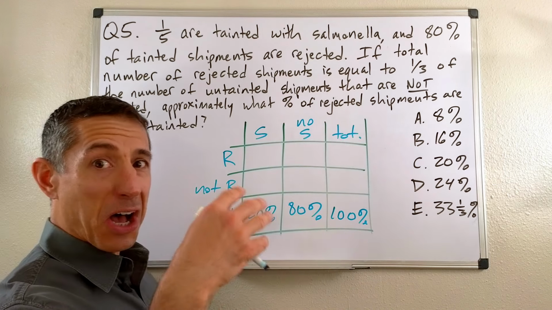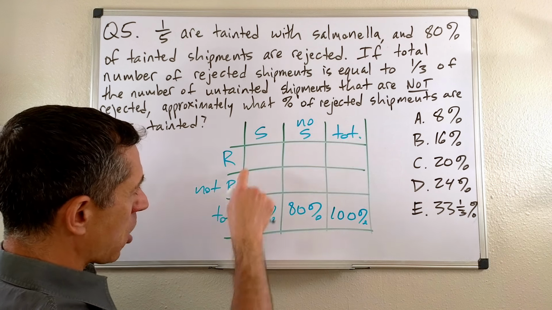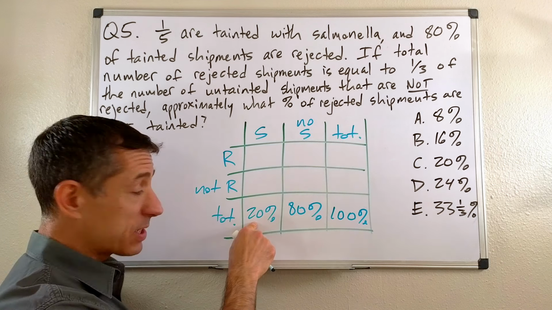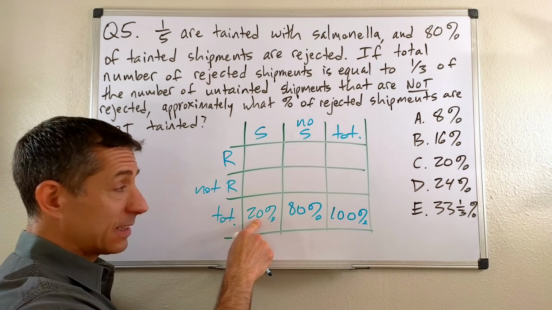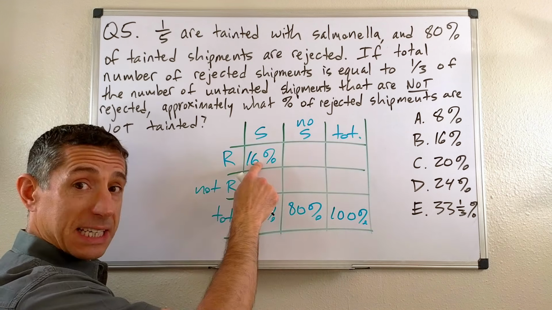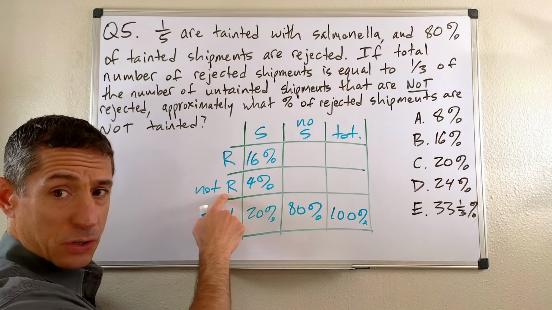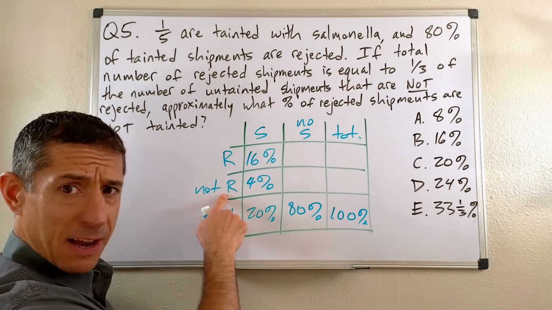Now we get into all the ofs. 80% of the tainted shipments with salmonella are rejected. So 80% of 20%, 0.8 times 20, that's going to give me 16% that are both rejected and have salmonella. And then we have 4% that have salmonella and are not rejected. A little bit scary when you think about that.